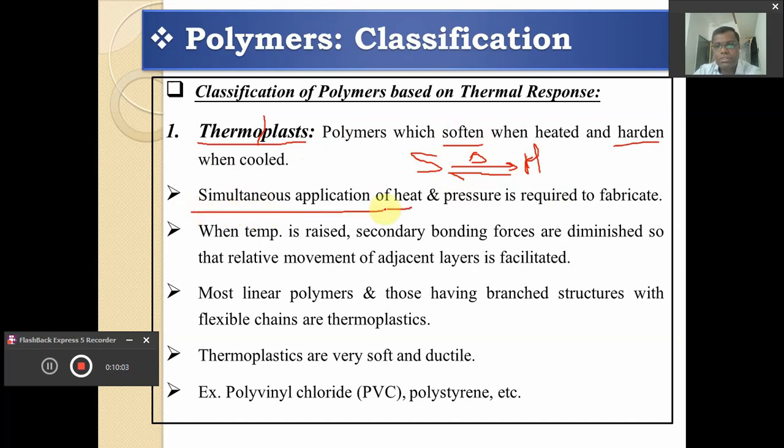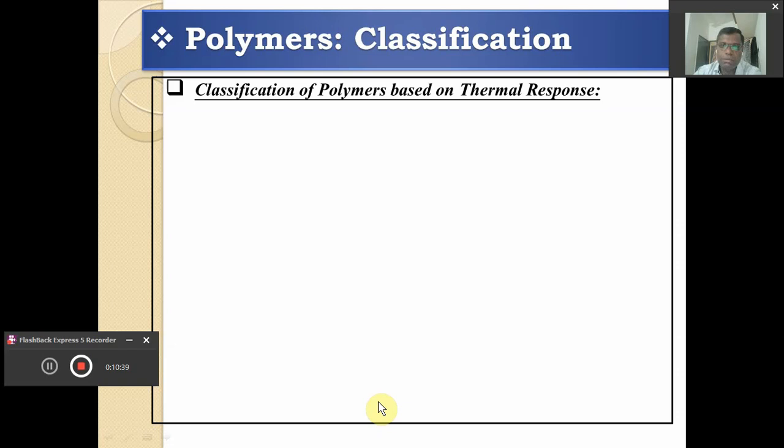And simultaneous application of heat and pressure is required for the fabrication or for the formation of fiber of these polymers. Whenever the temperature is raised, the secondary bonding forces are diminished, so relative movement of adjacent layers is possible in these types of polymer. Most linear polymers and those having a branch structure with a flexible chain are thermoplastic, and thermoplastics are very soft and ductile. So this shows the property of ductility also. The examples are PVC pipe, polyvinyl chloride, and polystyrene. These are the examples of this polymer.